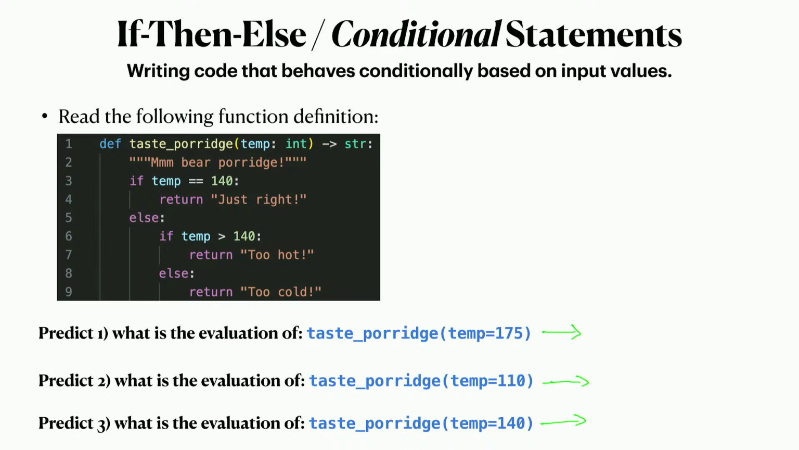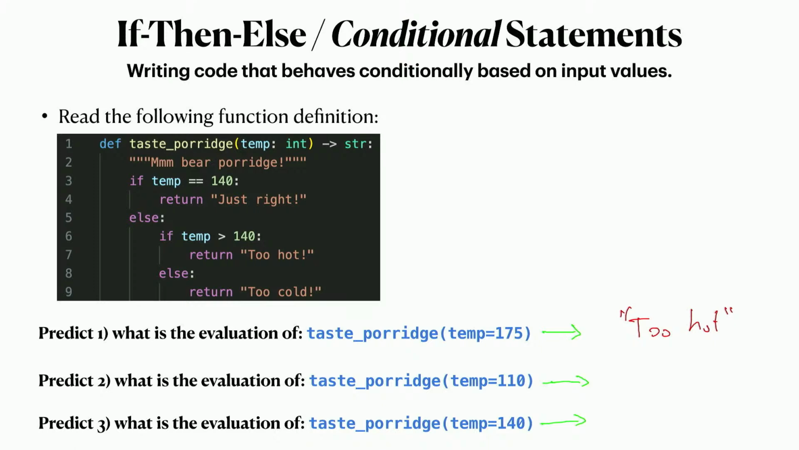All right. Who wants to take a stab at number 1? What do you expect the return value of taste porridge with an argument of temp is assigned 175? All right, from the audience here. For 1, I said too hot because it's 175, so you would look at the second statement. Hold tight for just a second. Too hot is what we're proposing. Do you want me to explain why? Yeah, that'd be awesome.